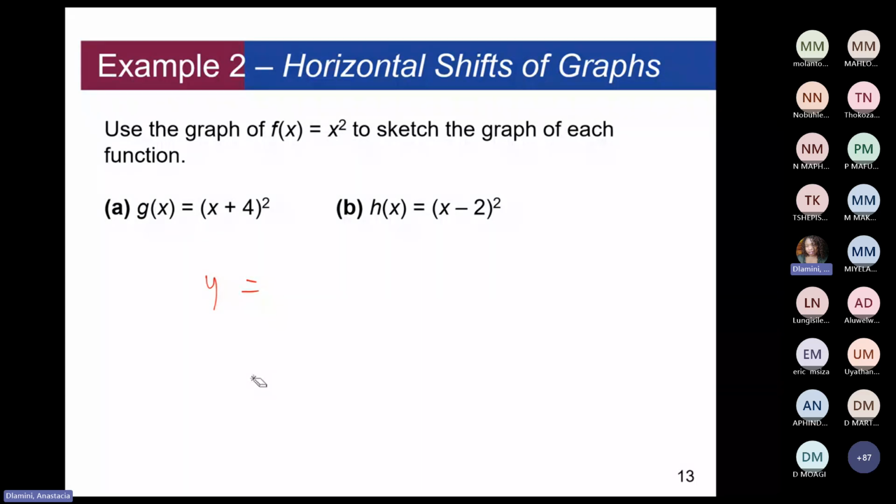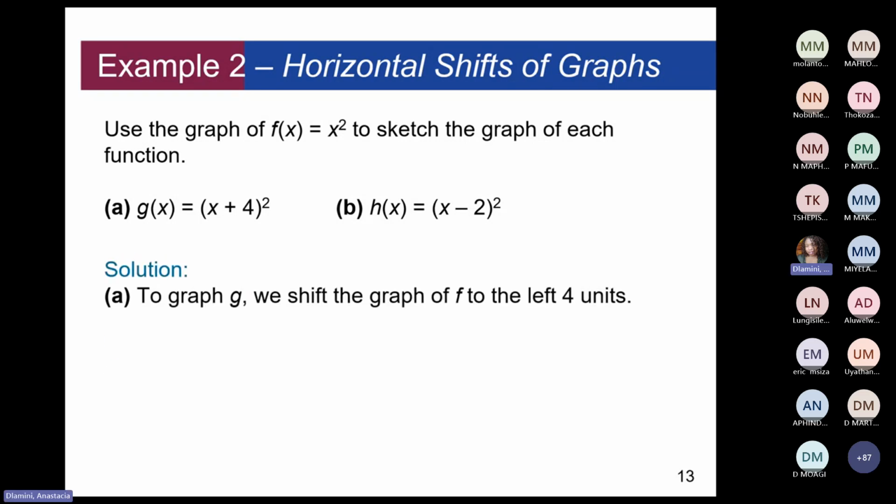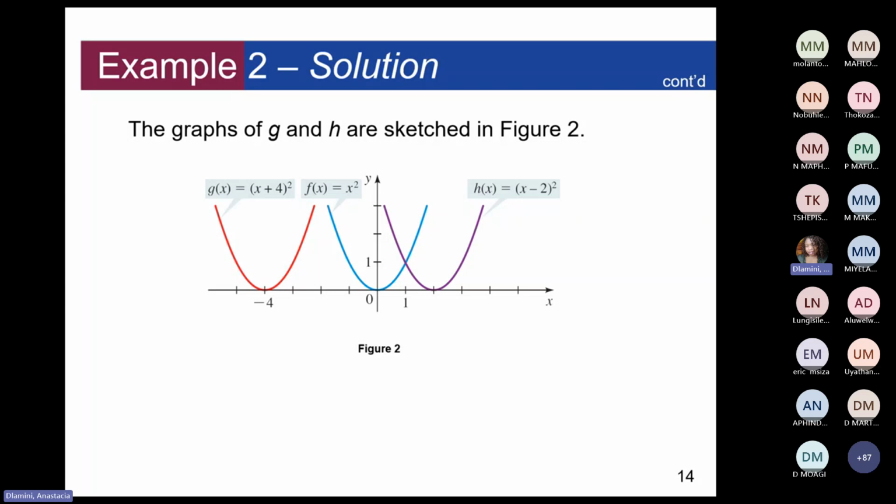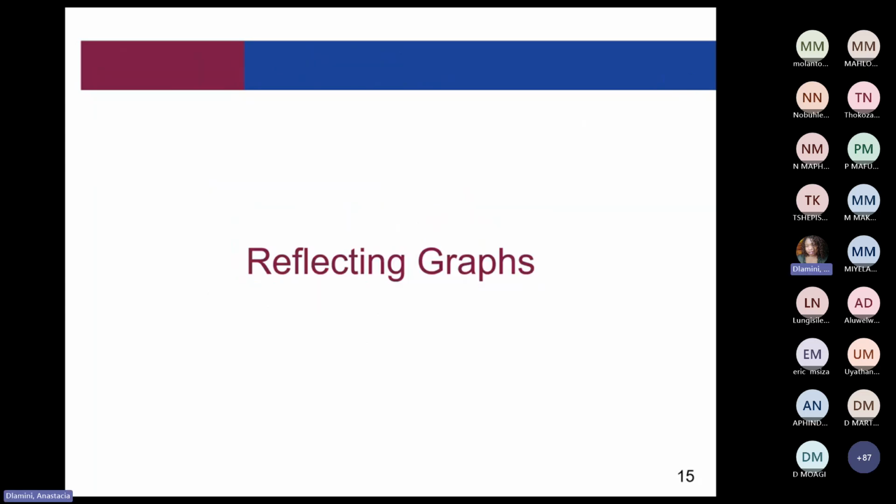Because your exam is multiple choice, unless it changes (I'll let you know, but it hasn't changed at the moment), you need to understand your work. Which of the following represent the above? To graph G, we shift the graph of F to the left by 4 units. To graph H, we shift the graph of F to the right by 4 units. And there we go. These are the graphs we drew.